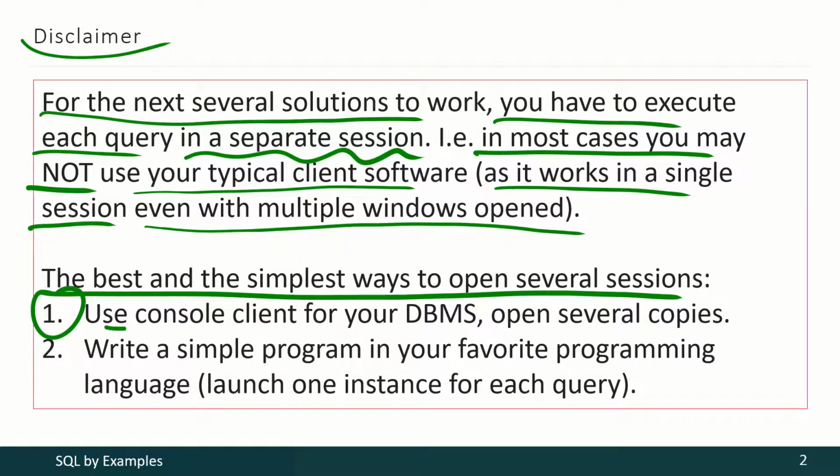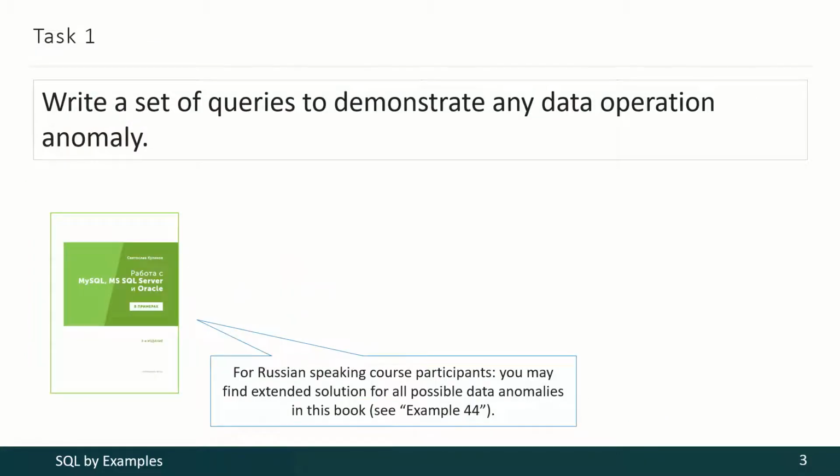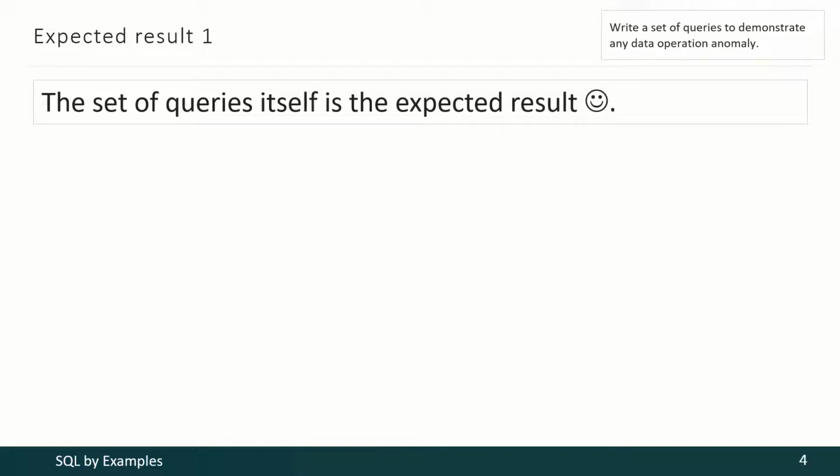But of course there are several solutions. You may either use console client for your DBMS and open several copies, or you may write a simple program in your favorite programming language and launch one instance for each query. Now let's proceed with tasks, and in the first one we have to write a set of queries to demonstrate any data operation anomaly. If you read in Russian, please refer to this book to find extended solutions for all possible data anomalies. But for now we shall demonstrate only some of those anomalies, and the expected result for this task is the set of queries itself.